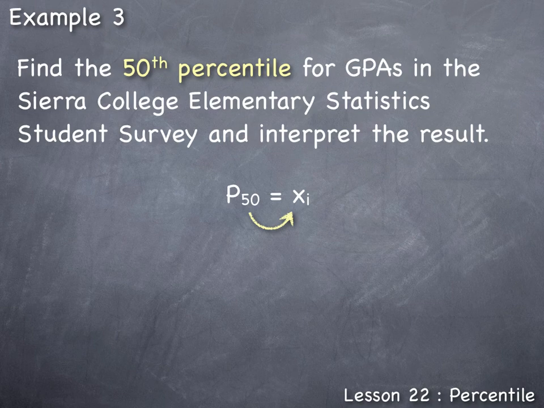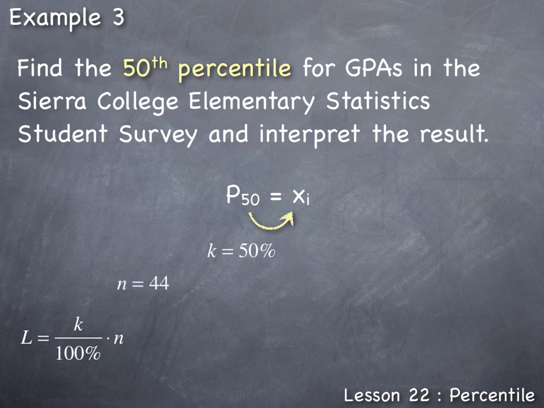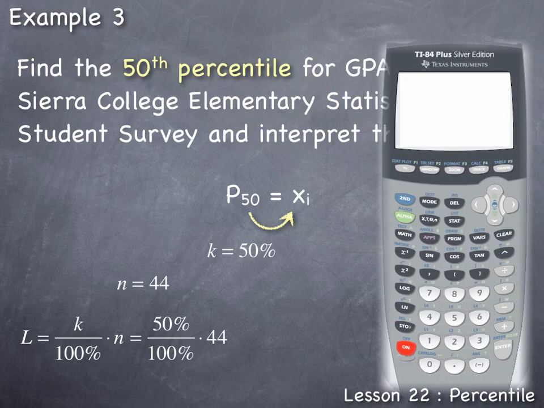To do this, we need to calculate the L, the number of data values that need to be less than that particular data value. This is done by taking K, divided by 100% times N, where K is the 50th percentile in this example, and N is the 44 total number of students in the Sierra College Elementary Statistics Student Survey. Plugging these values into the formula and using the TI-84 calculator, we can get the result for L.